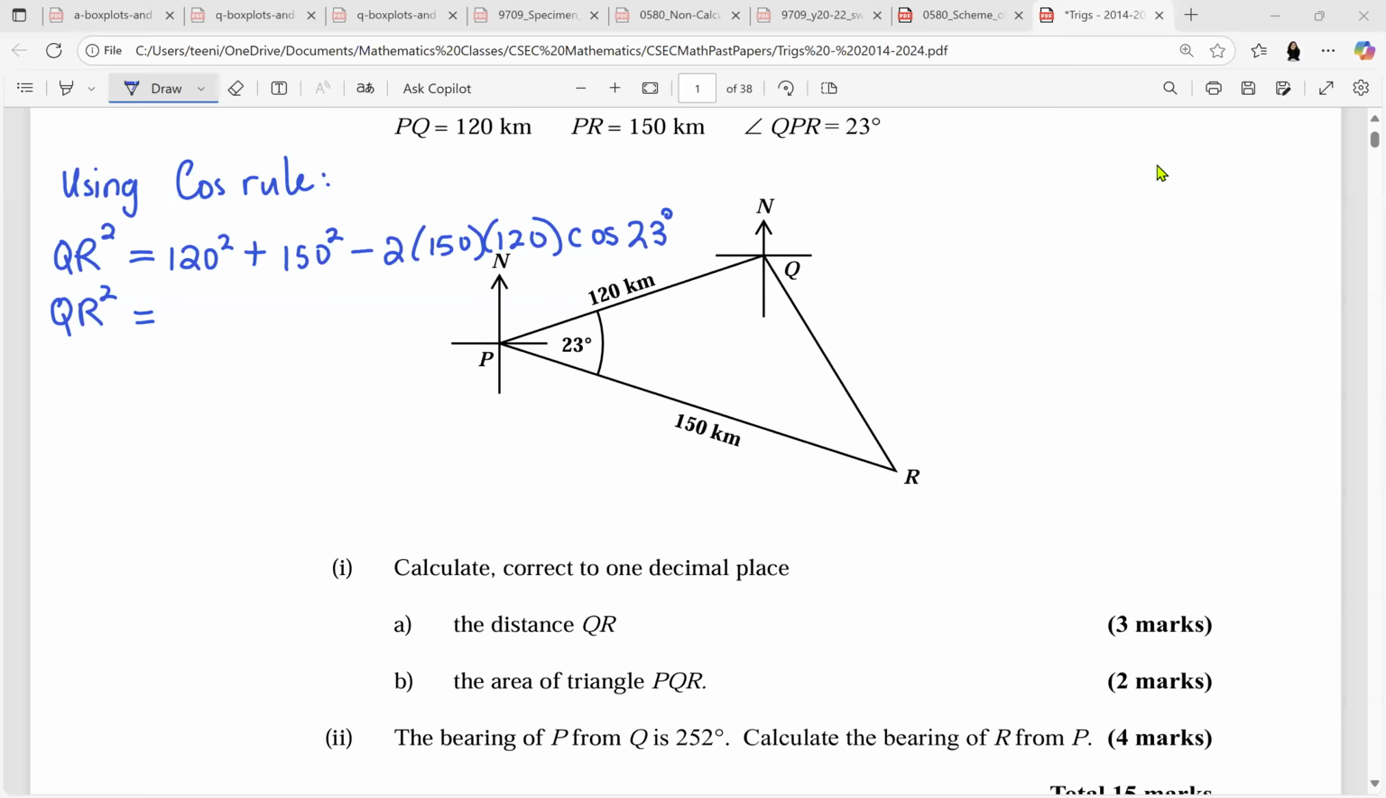I put it on degrees, but I don't know if it's working. Well, let's work it out piece by piece, right? So 120 squared is what?